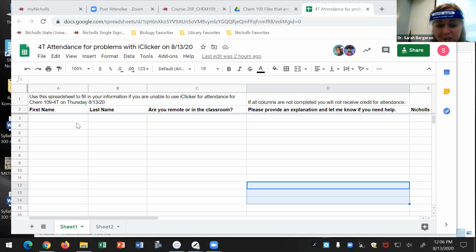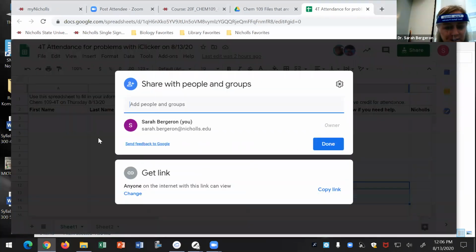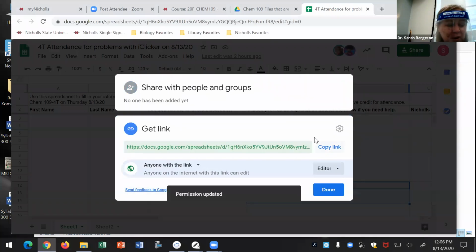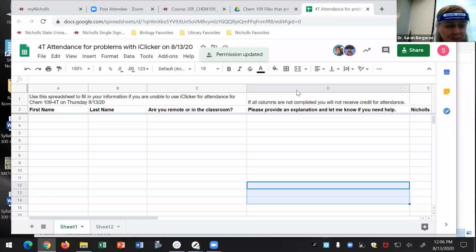Okay, the spreadsheet is on view only. Oh, okay, let's see. That's a good point. Change. Edit. Apparently when you copy them, it doesn't copy the permissions. Okay, permissions should be updated. Thank you. Okay. Any other questions?